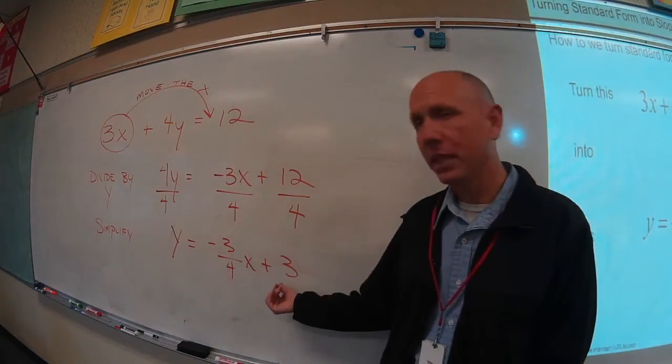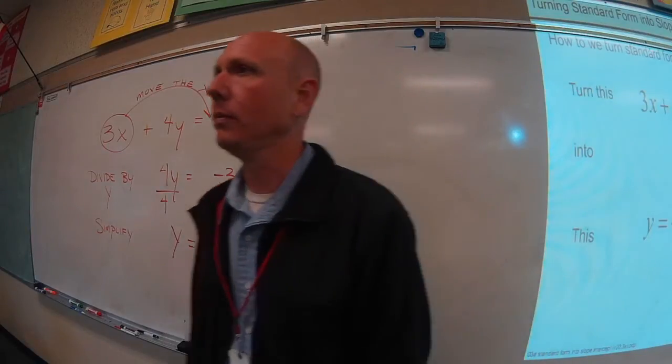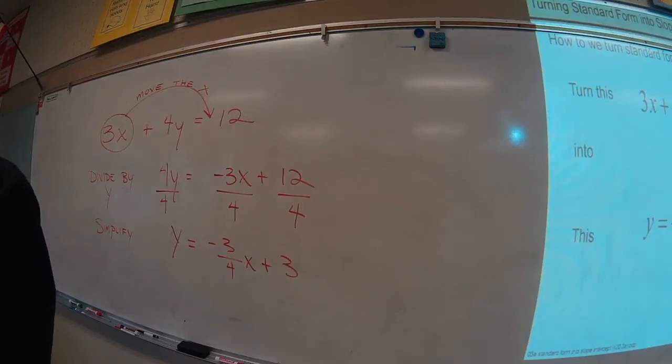Then you could graph it. I'm going to put it at 3. I'm going to go down 3 over 4. Okay. It's ready to graph. Okay. Whiteboards. Everybody whiteboards.